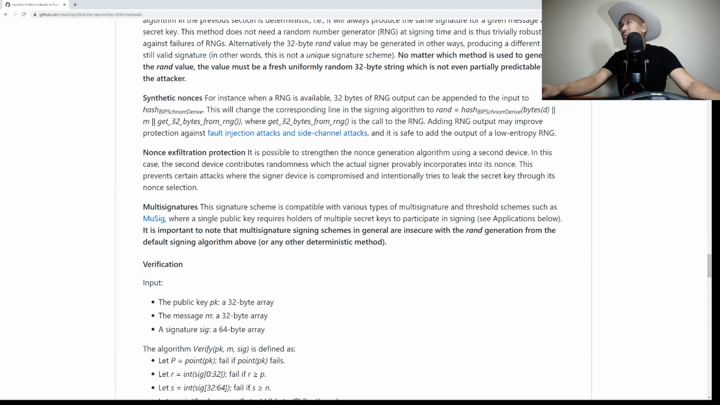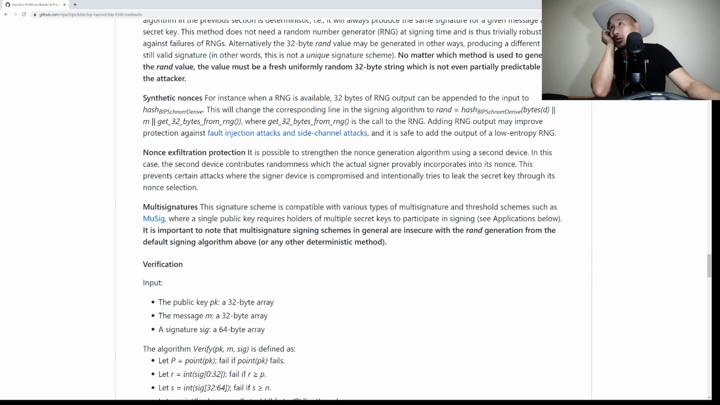This giant ugly thing is a call to the RNG, and that's a way to add entropy to your signature. Adding RNG output may improve protection against fault injection attacks and side channel attacks. That is also true. Side channels are within a device or something like that, and being able to listen in for certain things. And it is safe to add the output of a low entropy RNG. If you're XORing it, then you're only adding security. You're never subtracting.